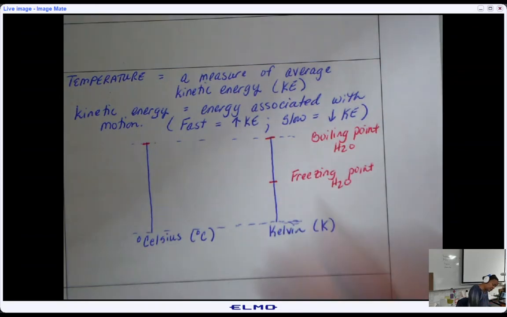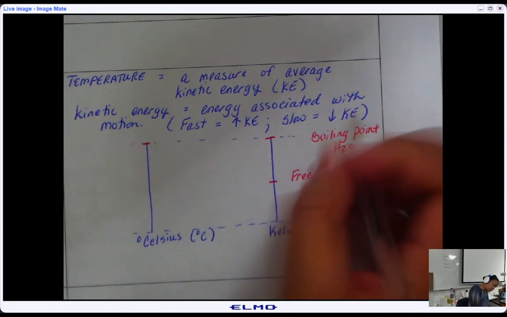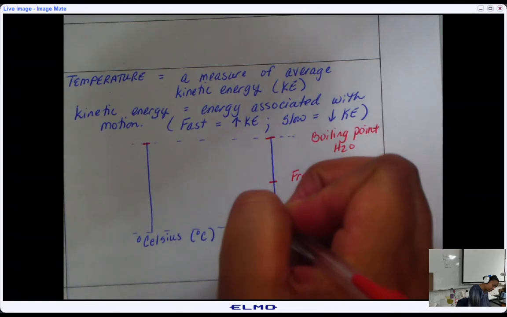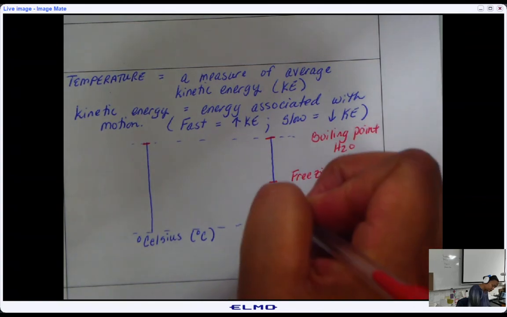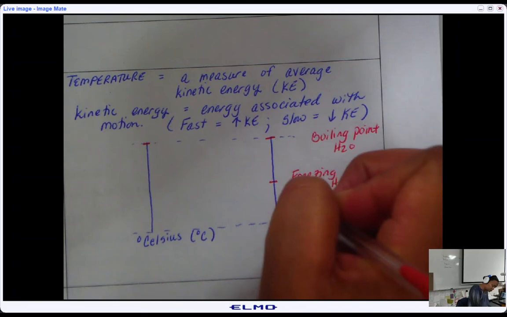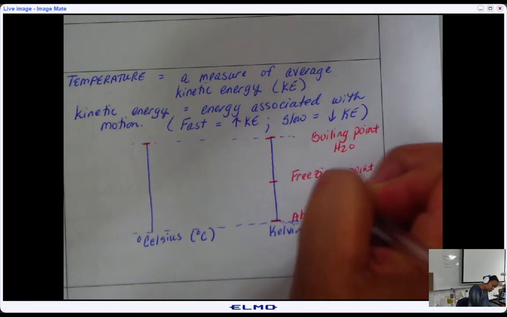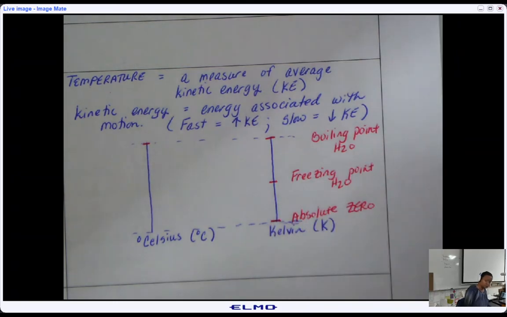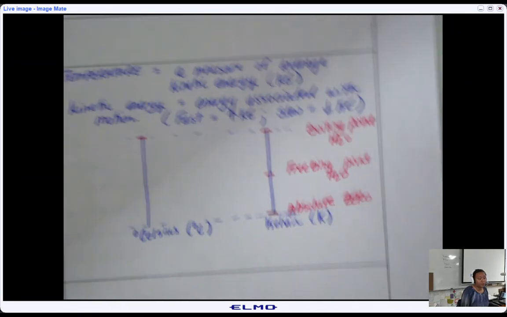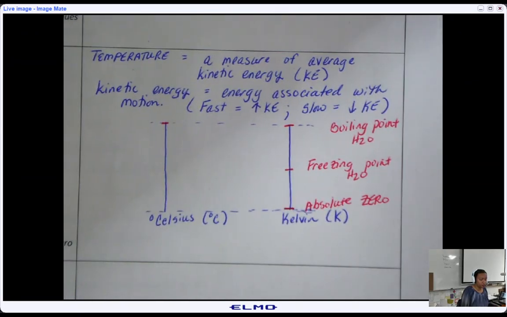And then we're going to have something that is called absolute zero. Okay, so remember that as far as your temperature, it is related to the kinetic energy. It is a measure of the average kinetic energy. All right, so if your temperature is dropping, then what happens is your average kinetic energy is decreasing.